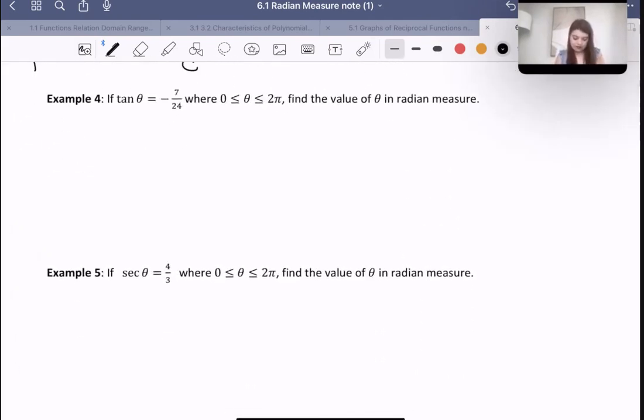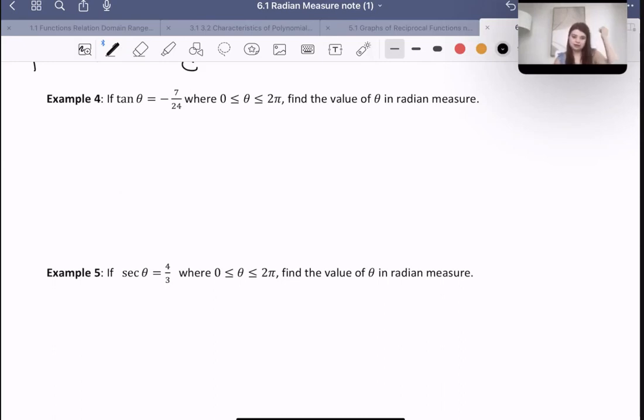All right. Example 4 says, if tangent theta is equal to -7/24, where 0 is less than or equal to theta is less than or equal to 2 pi, so just that first cycle there, not anything more, find the value of theta in radian measure. Okay, so how would we approach a question like this?